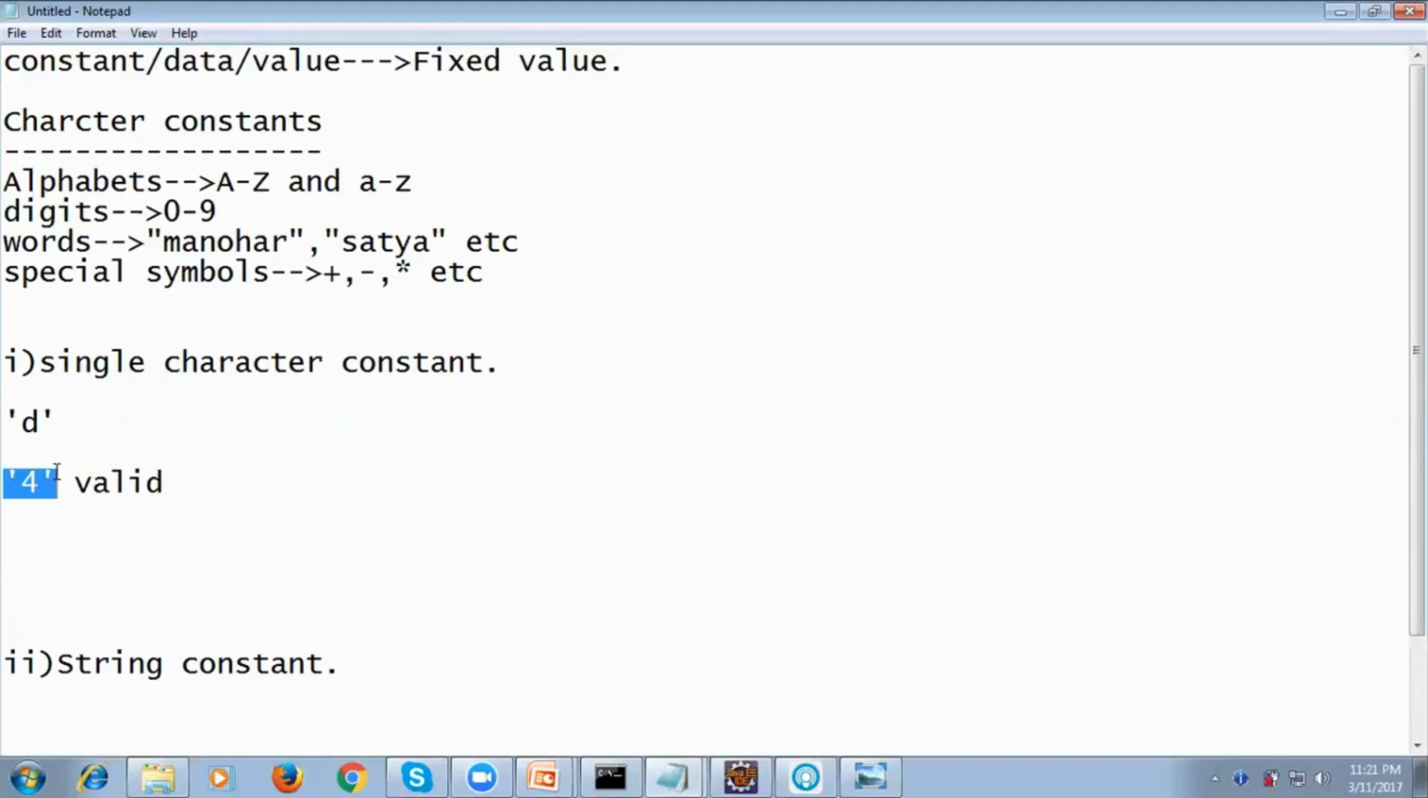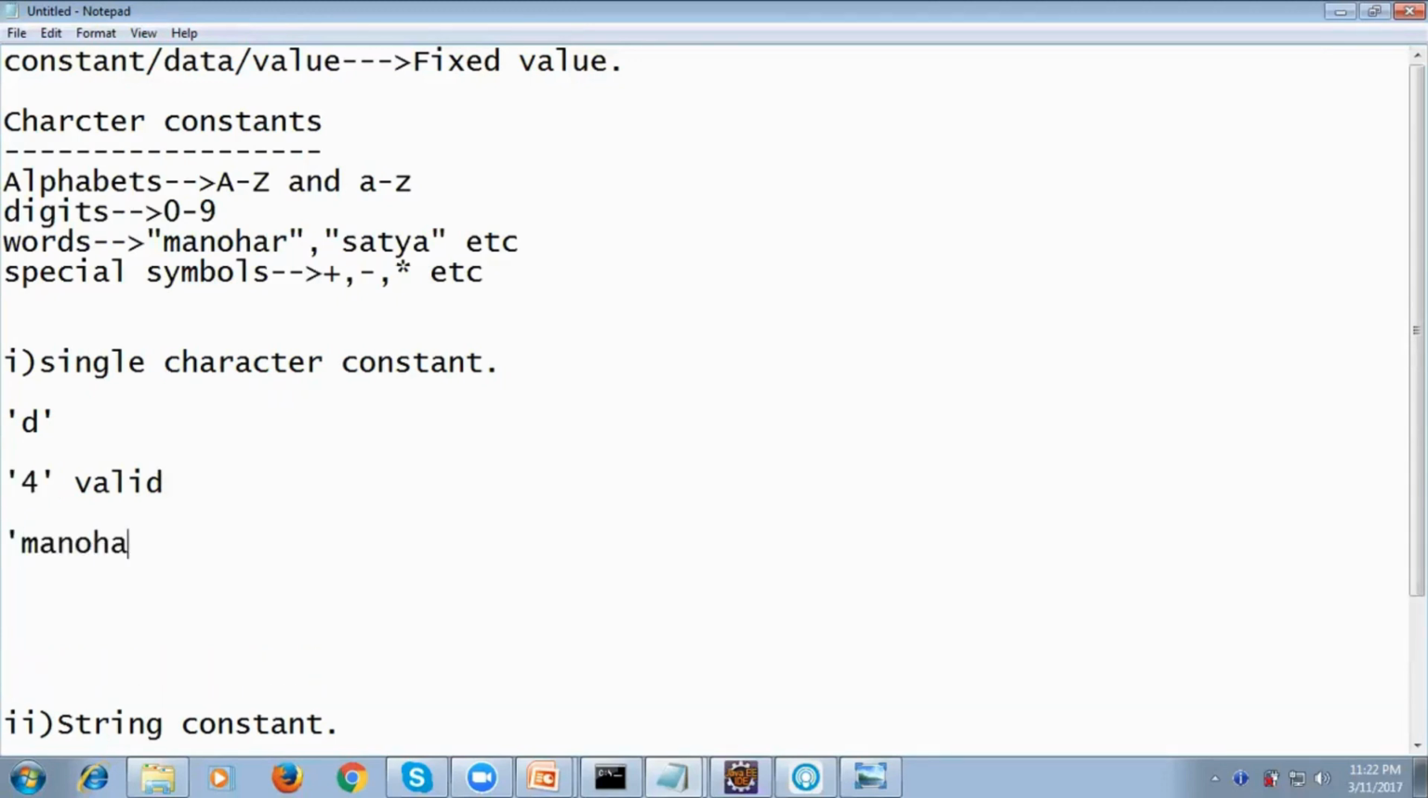Then many students keep asking me a question: Sir, digit is a number, then how come it is a character constant? Yes, it is a character constant when it is kept under quotes. But it is a number if it doesn't have quotes. I hope this is clear. So 4 is a valid character, no problem, because it is in quotes. Suppose I put Manohar in single quotes. Is it valid or invalid? It is invalid because a single character constant must be a single letter in single quotes, not a group of letters.